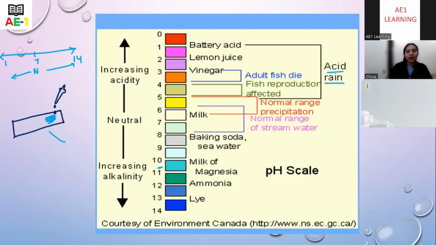This is exactly how your pH scale looks like. As I told you, it ranges from 0 to 14. So here it is: 0, 1, 2, 3, and it goes on till 14.